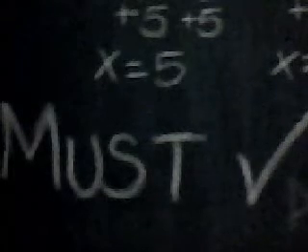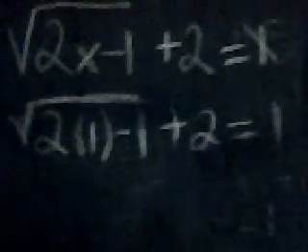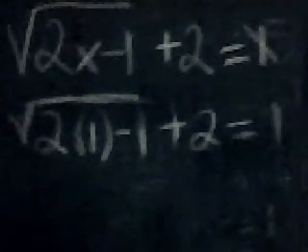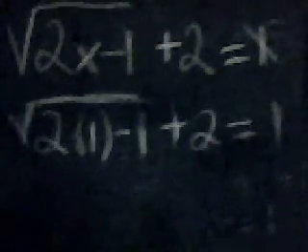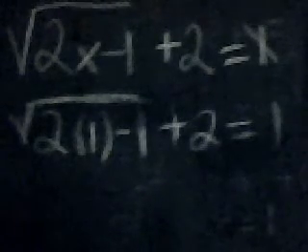Please remember that you must perform a mandatory check, meaning you will plug in each answer into your original equation. For a mandatory check, we must plug in the two values of x into the original equation, which was the square root of 2x minus 1 plus 2 equals x. Remember that our two values for x were 5 and 1.